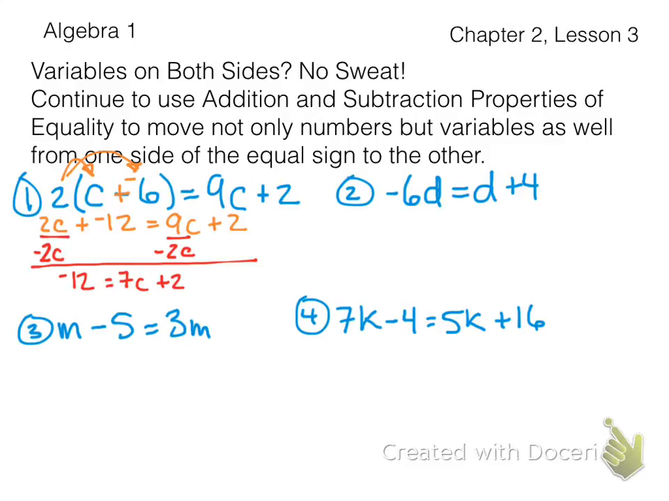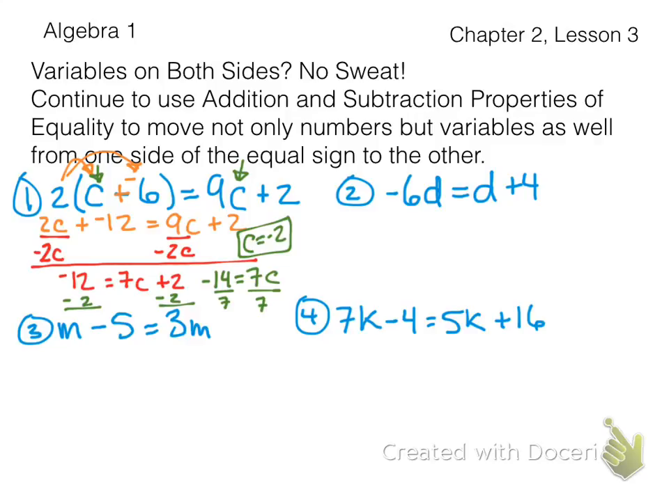Now I still need to take care of lower priority stuff as opposed to higher priority stuff first. So I need a minus 2 on both sides, and that's going to give me negative 14 is equal to 7c. Divide by 7, c equals negative 2. And again, you can plug it back in for c, and it will work for you, okay? And that's just to double check.